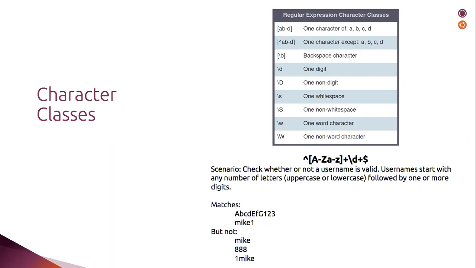The scenario here is, let's say I have a website and I want users to register with usernames, and I want to make sure the usernames they provide are valid. I'm going to define a valid username as any number of letters followed by one or more digits. So it has to start with letters and it has to end with at least one digit. This regular expression in those square brackets says I can have any letter. The plus is one or more. The \d is digits, and then again a plus for one or more. So I can have one or more of any letter and then one or more of any digit.